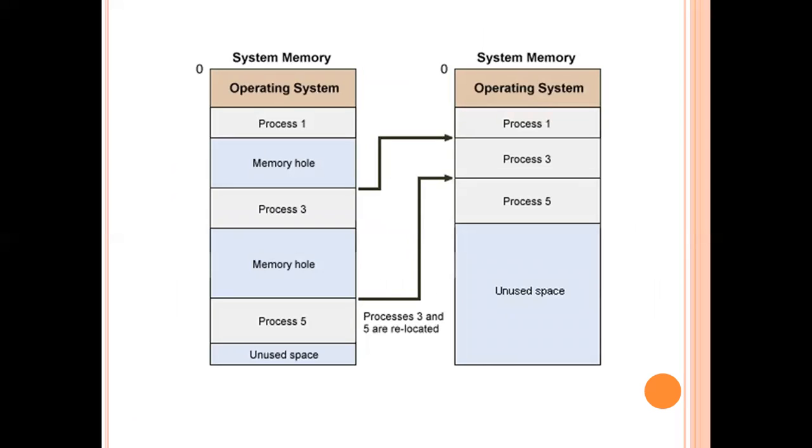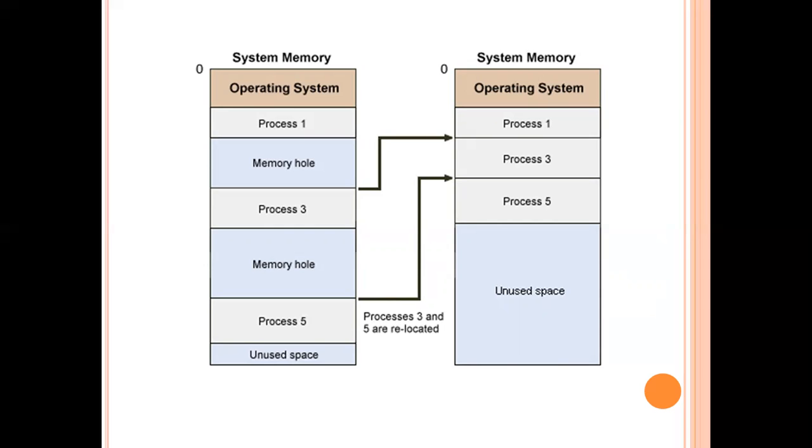This is how compaction is done. The first area is the operating system, then comes process one, then some hole. These two areas together we call partition one. In partition one, some portion is occupied by process one and some portion of the memory remains unused. Then comes process three, again with some memory hole. In the last partition we have process five. The processes are indicated with white color and the memory holes are denoted with light blue color.